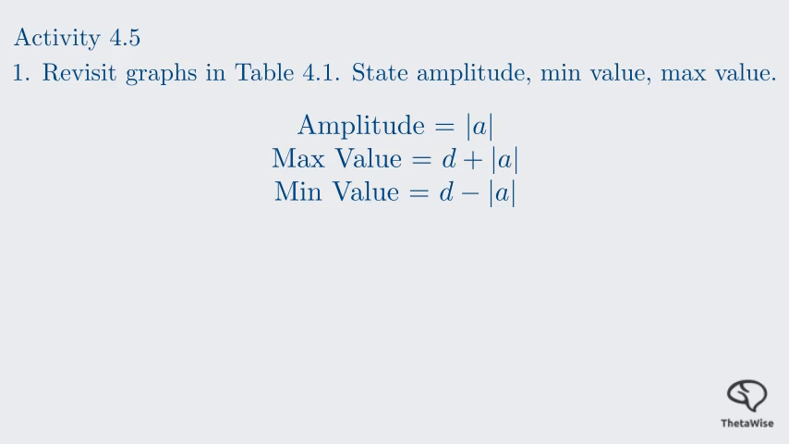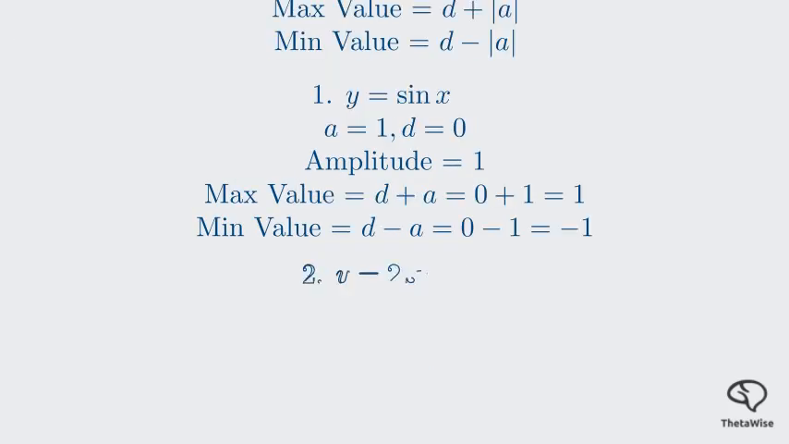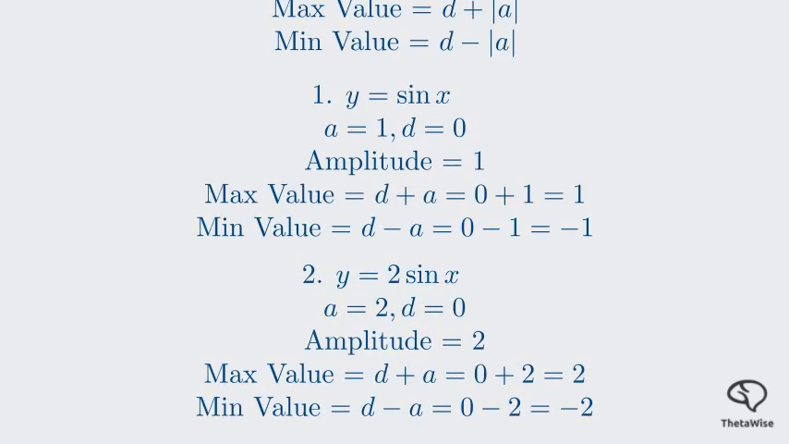Let's apply this. For y equals sine x, A is 1 and d is 0. So the amplitude is 1. The maximum is 0 plus 1, which is 1. The minimum is 0 minus 1, which is negative 1. For y equals 2 sin x, A is 2 and d is 0. The amplitude is 2. The maximum is 0 plus 2, which is 2. The minimum is 0 minus 2, which is negative 2.